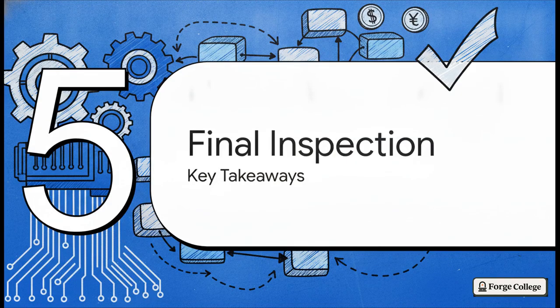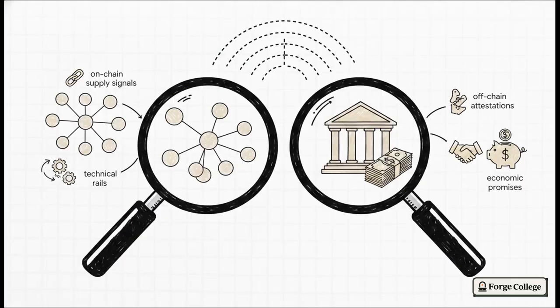Section 5, Final Inspection. It's time to initiate the final sign-off on our engineering teardown today. Here are your key takeaways to implement in your own builds. First, always separate the technical rail from the economic promise in your system architecture. Second, ensure you instrument and monitor both the on-chain supply signals and the off-chain attestations. And third, match your integration choices to the specific stabilization model of the asset you are using.